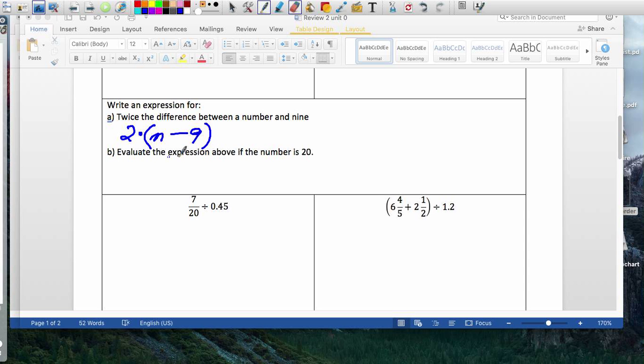And then it says evaluate the expression above if the number is 20. So if n happens to be 20, let's substitute. Let's see what happens. So instead of n, I'm going to write 20 minus 9. Okay, and then the easier way to do this, I mean, you can do distributive property, but that's just not what we want to do right now. So let's take care of it inside the parentheses. 20 minus 9 is 11, which I'm going to multiply by the 2 that's outside, and 2 times 11 is simply 22. Okay.